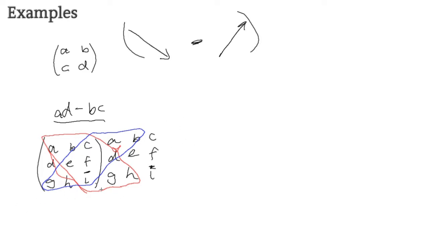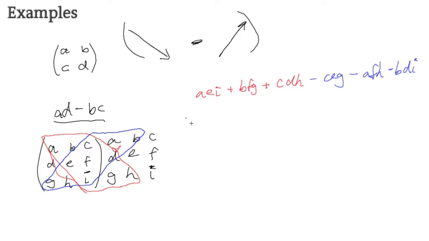So let's try that. We have AEI plus BFG plus CDH. Then we take away CEG, take away AFH, take away BDI. This is the 3-dimension determinant.